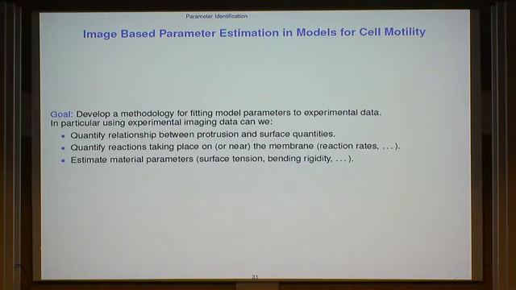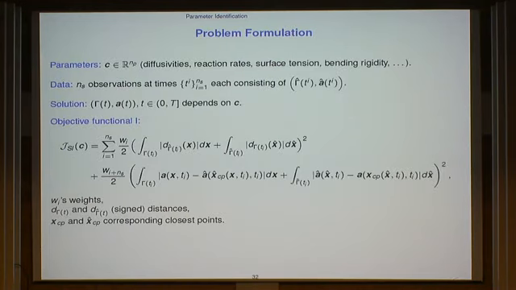So maybe this would be a tool that would be useful to experimentalists in estimating these sorts of parameters. Mathematically, the problem can be formulated in this way. I have a set of parameters C, which I want to identify. They could be diffusivities, reaction rates, or surface tension or bending rigidity, for example. And I have a series of observations.